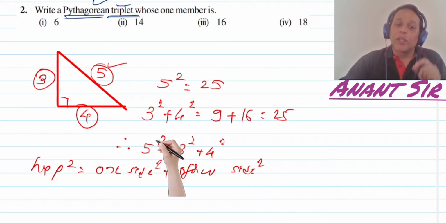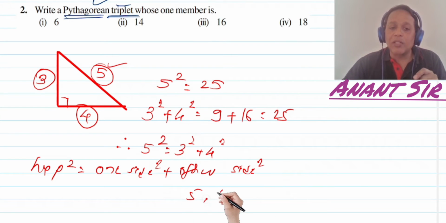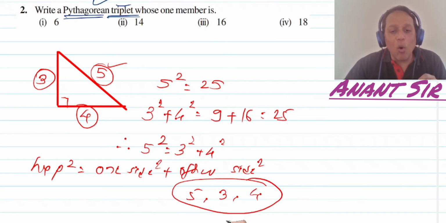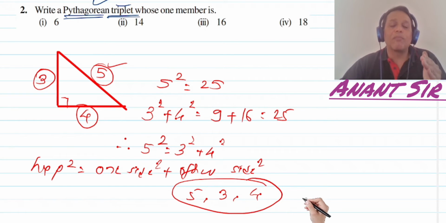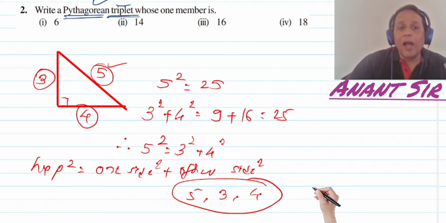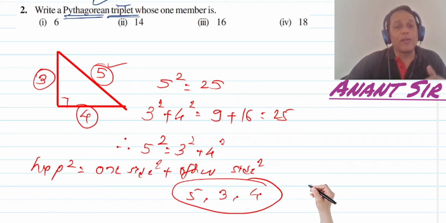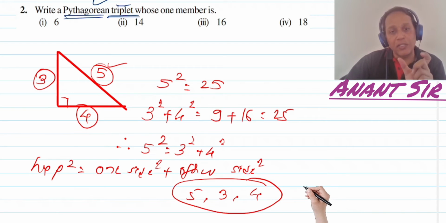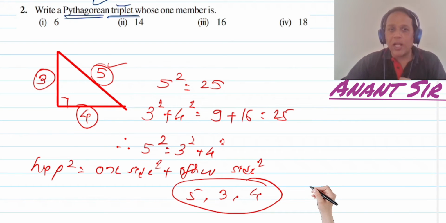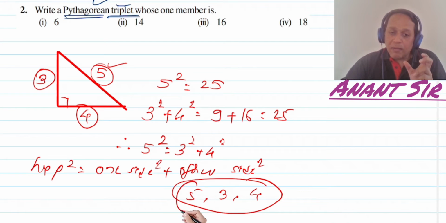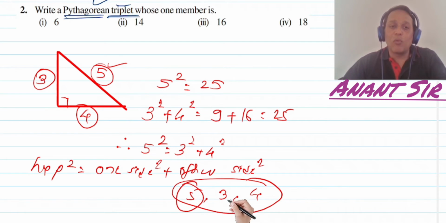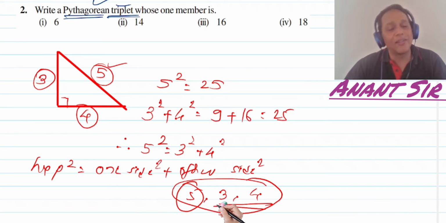Okay. So these three numbers 5, 3 and 4 are called a Pythagorean triplet because we can use the Pythagoras theorem for these three numbers. The three numbers are such that the highest number square is equal to the sum of the squares of the remaining two.